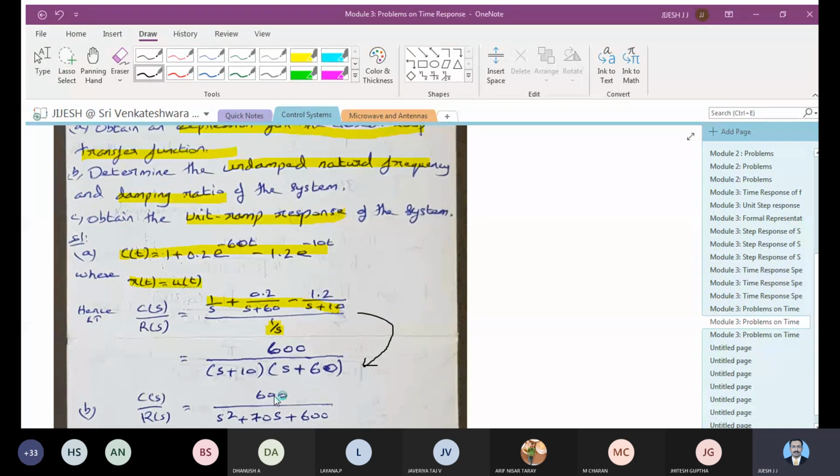Whether all of you have completed that, you are able to do it, divided by (s+10)(s+60). Okay, one or two minutes I'll give you. You solve it and see whether you're getting that equation.